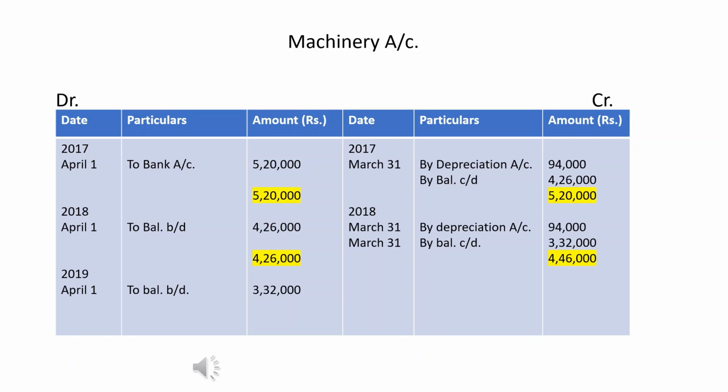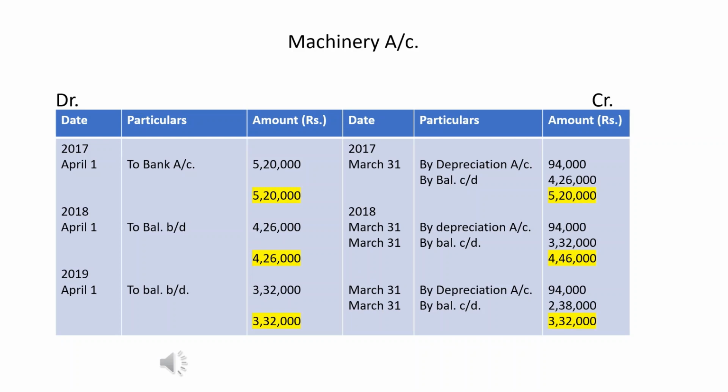Now again we will make an entry on the credit side. Date के अंदर we will write 31st March. Particulars में by depreciation account, and under amount we will write the depreciation amount for the third year, that will again be 94,000 rupees. And again we will be doing the same what we have done for the previous 2 years. We will find the balancing figure of the machinery at the end of third year, that we can calculate by subtracting depreciation for third year, that is 94,000 rupees, from the opening balance of the machinery for the year 2019, जो कि हमारा था 3,32,000 रुपये.